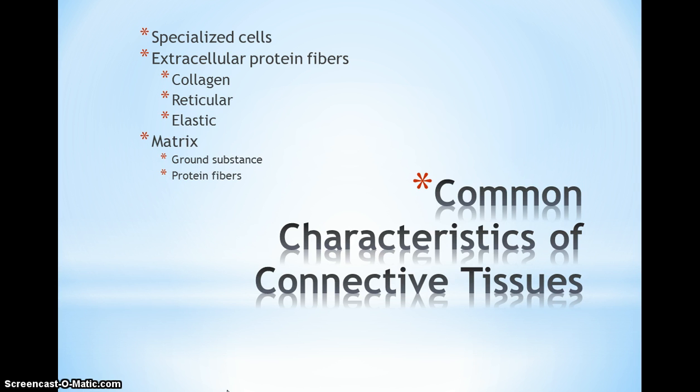Third characteristic is a matrix. This is ground substance and proteins that is surrounding the cells. Ground substance. Now, does that sound weird? Is it something that's from the soil, or is it something that's all ground up? In reality, it is simply described as a clear, colorless, viscous, non-living substance.